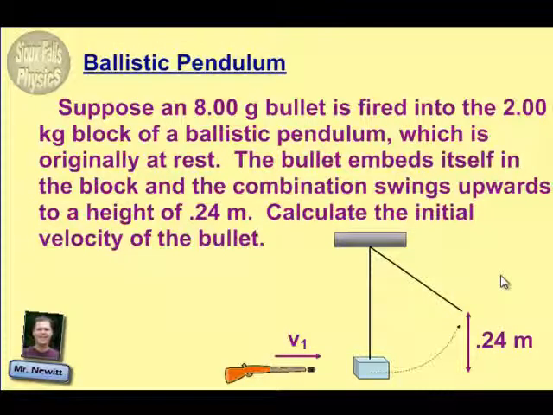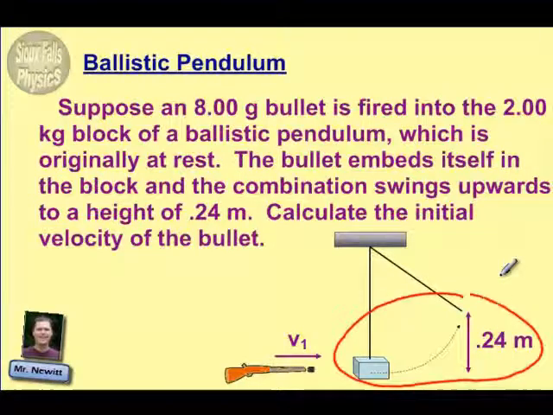What we're asked to do here is figure out how fast that bullet is going when it leaves the gun. So we have a situation here where we're going to have to use both conservation of energy and conservation of momentum. The conservation of energy portion is going to occur over here. If you think about this part of the diagram, this is going to be your conservation of energy.